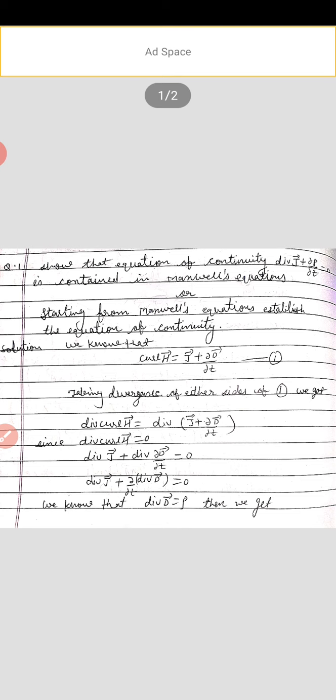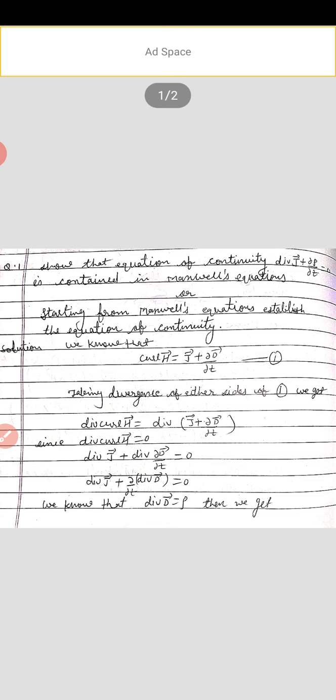Now, solution. We know that the fourth equation of the Maxwell is curl H is equals to J plus del D by del T. This is the fourth Maxwell equation. Now take divergence on both the sides of the equation first, then we get divergence curl H is equals to divergence J plus del D by del T, and we know that divergence curl H is equals to 0.